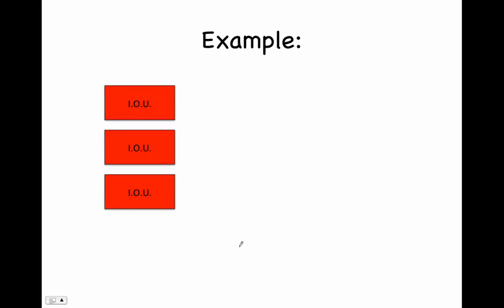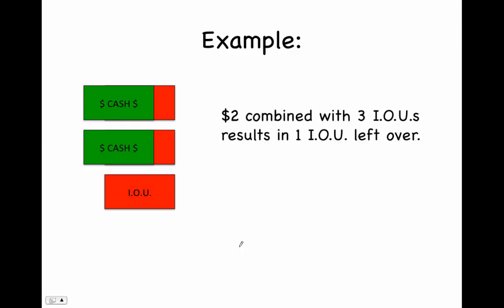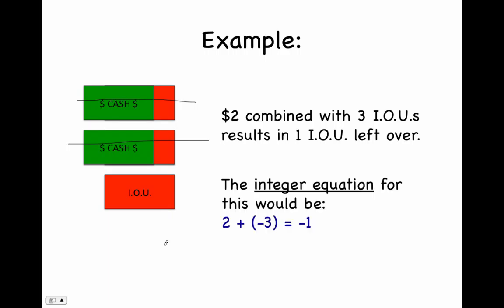Example, 3 IOUs and 2 cash bills. So $2 combined with 3 IOUs still results in 1 IOU left over. These cancel out, but I still owe $1. I've only paid 2 of it. So the integer equation for this would be positive 2 plus negative 3 equals negative 1. I still have negative 1 left over. I still owe $1.